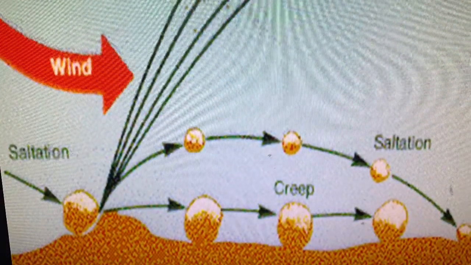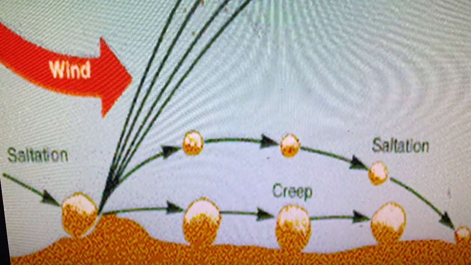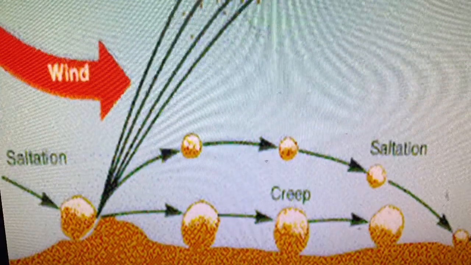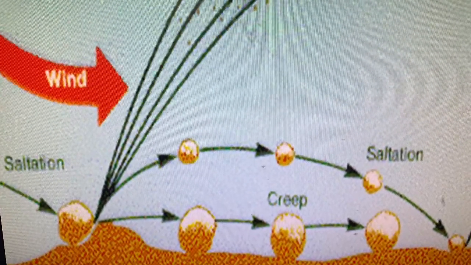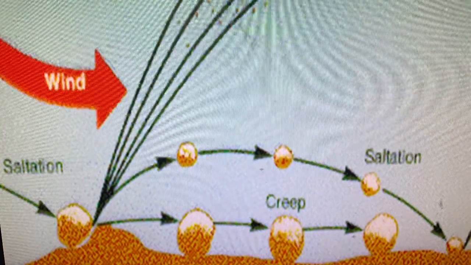If you're looking at the picture in front of you, you can actually see the three ways in which wind is going to move sediment. The small, tiny particles you see in the upper part of the picture are suspended in the air. They hang in the air. They're held aloft by the air currents.